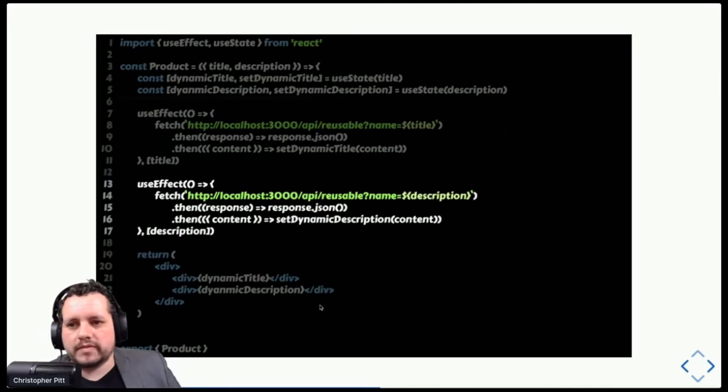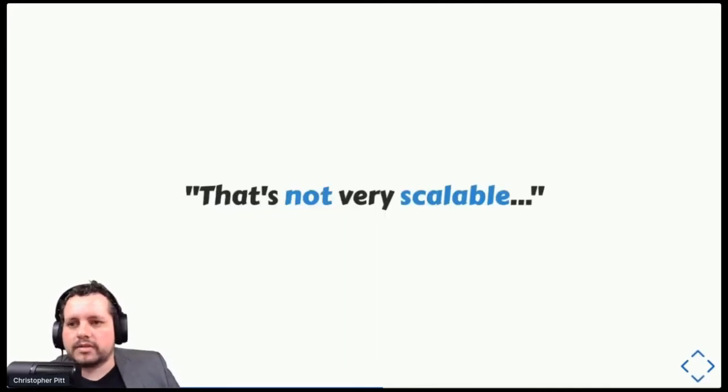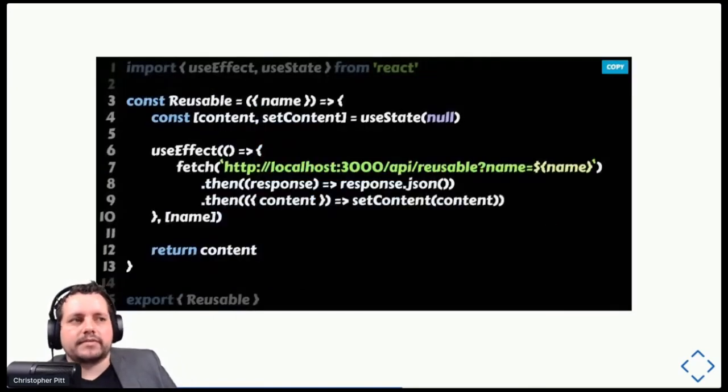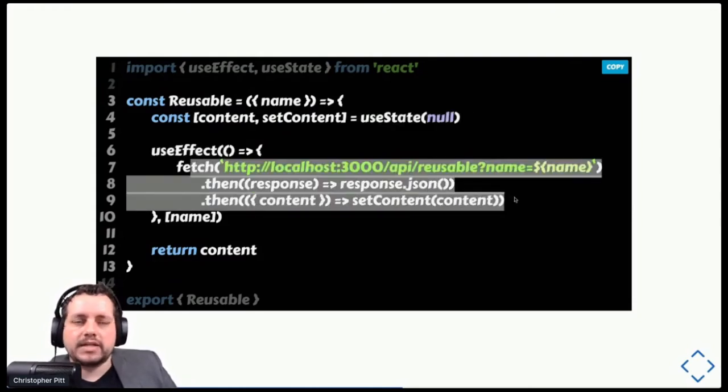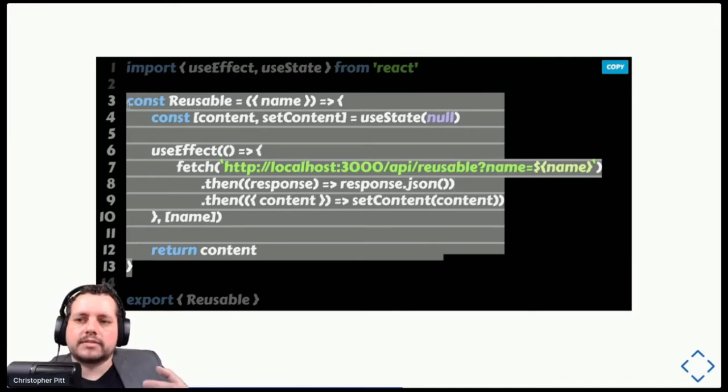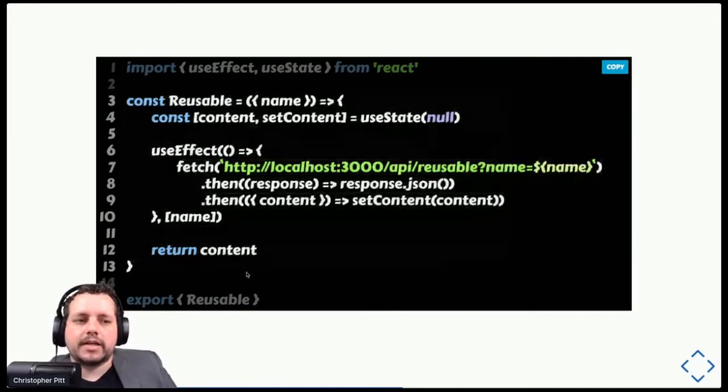But there's also a problem developing, and it is that this is not very scalable. What if we have a component that has five props that we want to look up, or a dozen props that we want to look up? We're going to have a lot of boilerplate code that all does something very similar. Well, we can refactor this a little bit to have a new component whose job it is just to do this lookup. We can give it the identifier of the reusable content that we want to look up. And it can have that state box that we saw previously. It can have that effect that we saw previously, and it can look up that data that we saw previously. So this component is an abstraction around that useState, useEffect combo that we had in our product component.